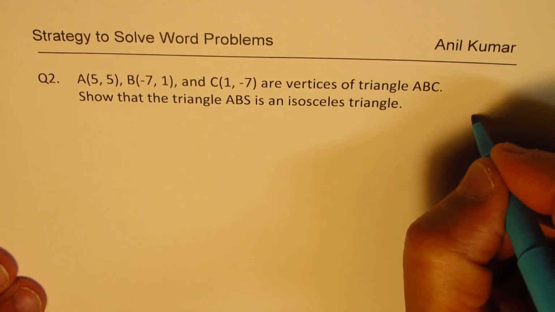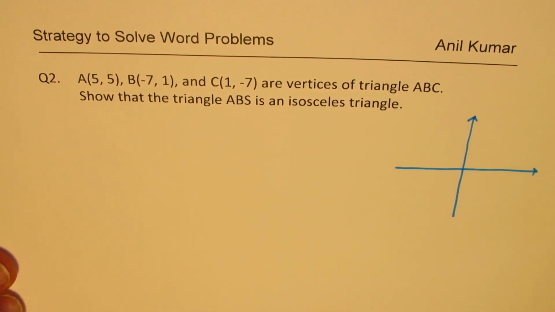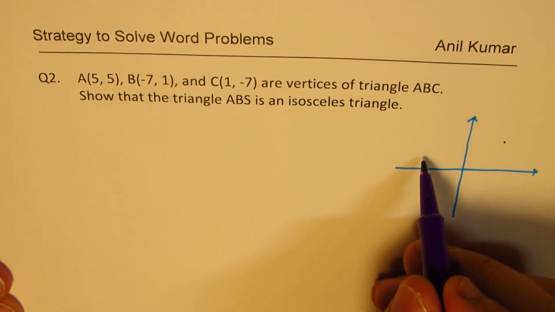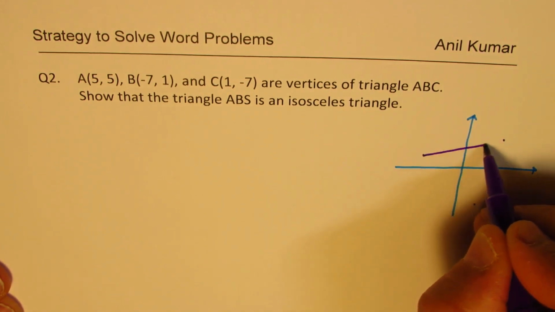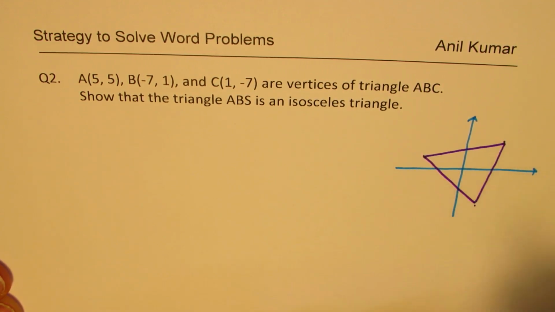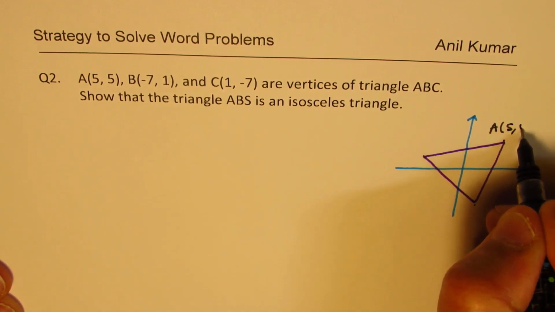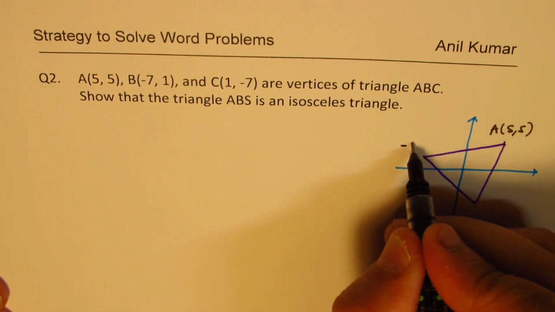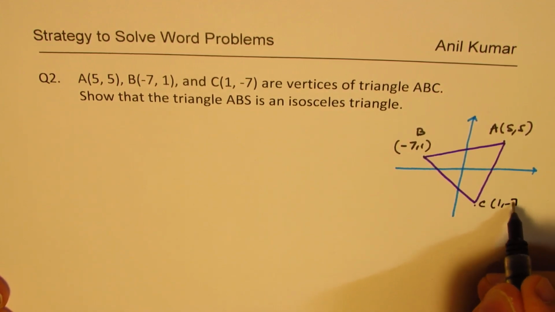Let me just show you these points on a graph. We always draw a rough sketch. That is the best thing to do. (5, 5) somewhere here, right? (-7, 1) somewhere there, and (1, -7) somewhere there, right? We'll just connect these points to form a triangle, just to give it a visual look. So the points here are A, which is (5, 5), B, which is (-7, 1), and C, which is (1, -7).